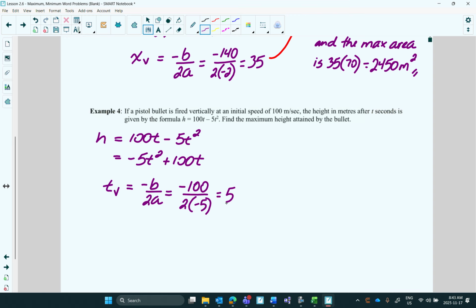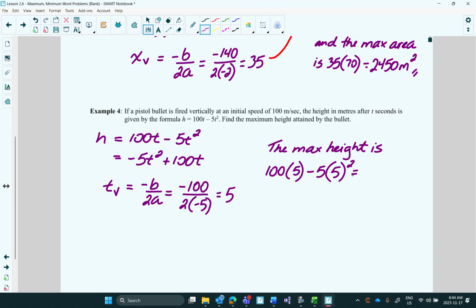I actually want to find the height. How do I do that? Take t and plug it in here to calculate h. So the maximum height is going to be 100 times 5 minus 5 times 5 squared.